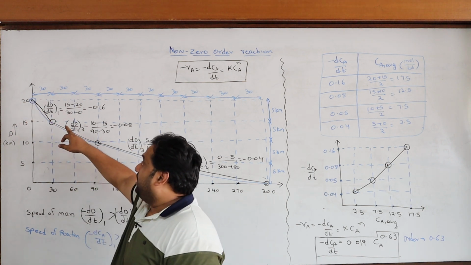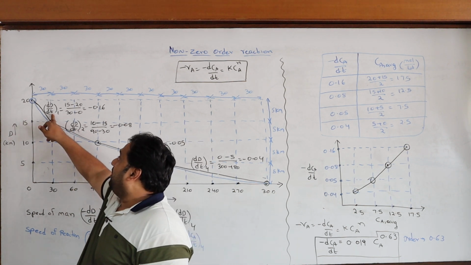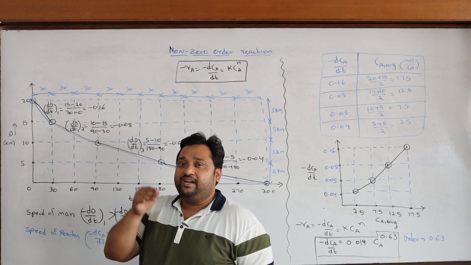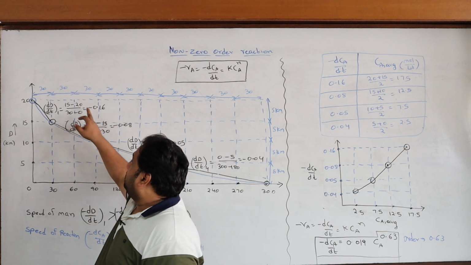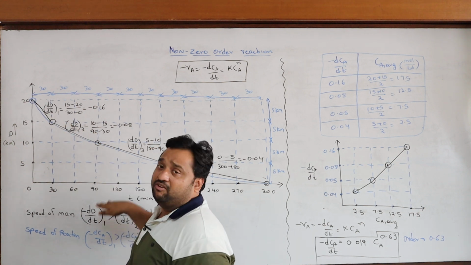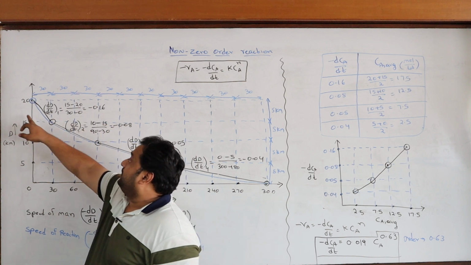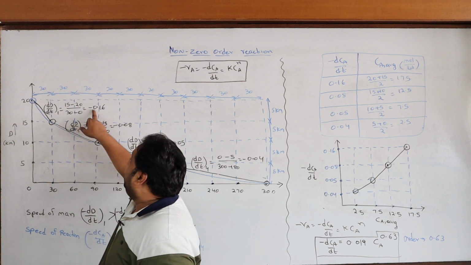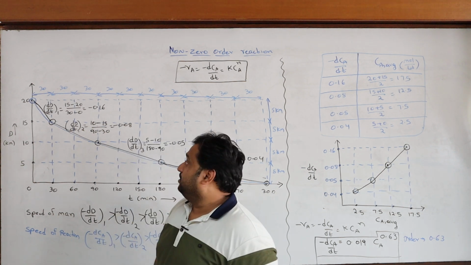I have simply drawn a line connecting these 2 points, and I have evaluated the slope. Slope is nothing but the velocity. That means dd by dt, distance by time, is called the velocity of the person. Because of the curve, it is a line with a negative slope. Initial velocity, during this distance from 20 kilometer to 15 kilometer, is 0.16 kilometer per minute, for example.